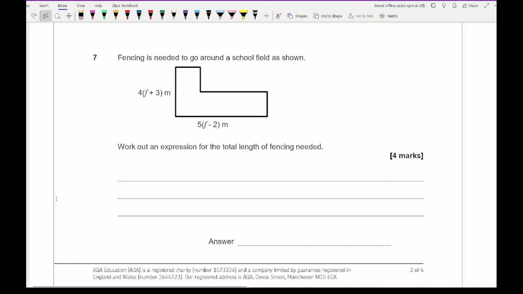Moving on to question 7, it says fencing needs to go around the school field as shown. Write down the expression for the total length of fencing. Now again, you might think, well, I'm missing a few sides, but if I take this side here and I raise it above to make that red dashed line, then all of this becomes the same as that base, which is 5 lots of f minus 2. Likewise, if I take this side here and put that there, then all of this becomes 4f plus 3 in brackets.